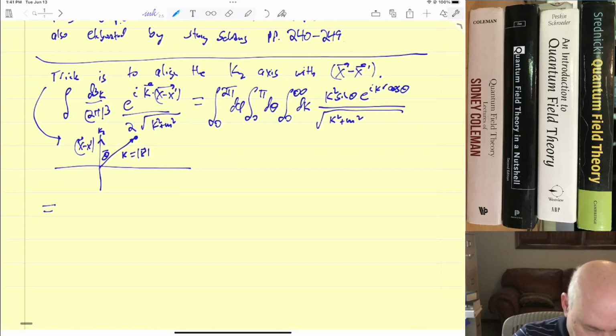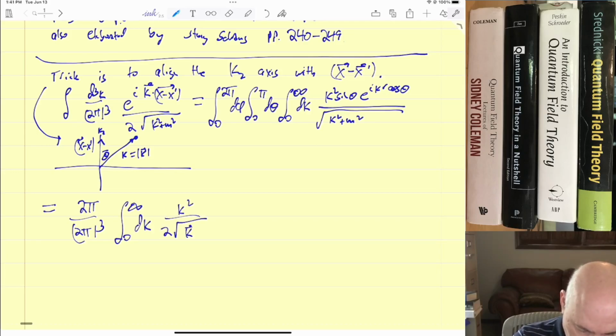Now in evaluating this integral, we get 2 pi divided by (2 pi)^3 times the integral from 0 to infinity, I'm changing the order a little bit, dk k squared over 2 square root of vector k squared plus m squared, or that's just k squared.